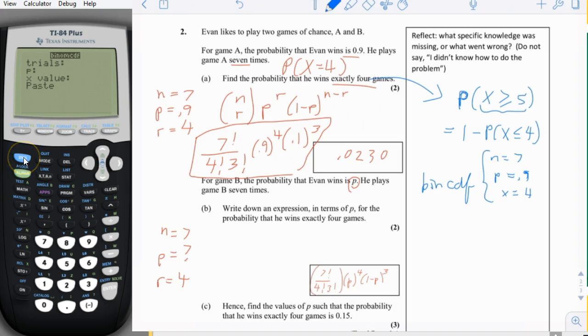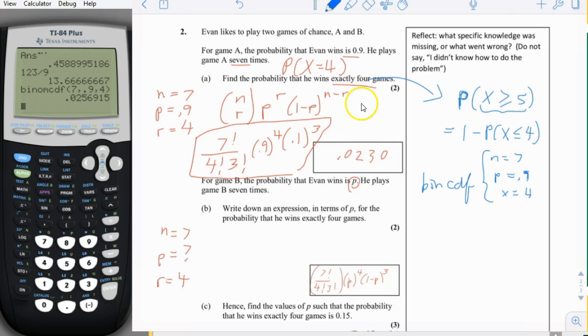So the way you get into Binomial Cdf is the same way as PDF. You do second distribution, and then you go to the second page, Binomial Cdf, hit enter, and then here we're going to put in trials. We're going to put 7. P, we're going to put 0.9. X value, we're going to put 4. And this is going to find the probability that we get 0 to 4 successes. Not just exactly 4 games, but 0 to 4 games.